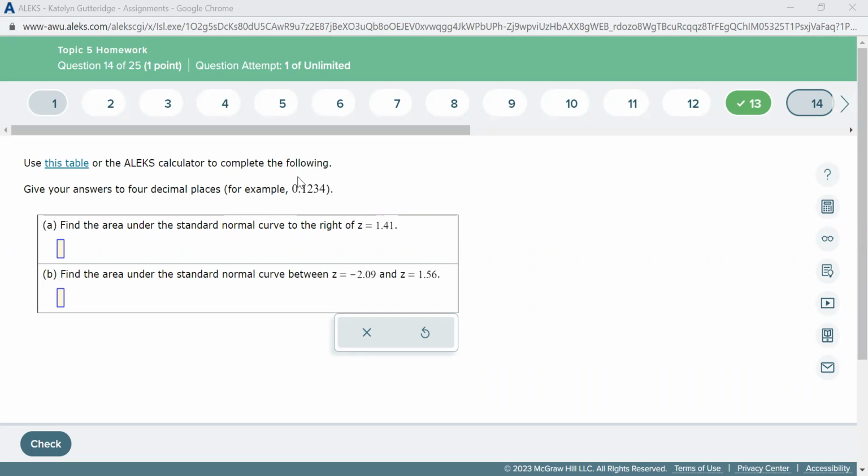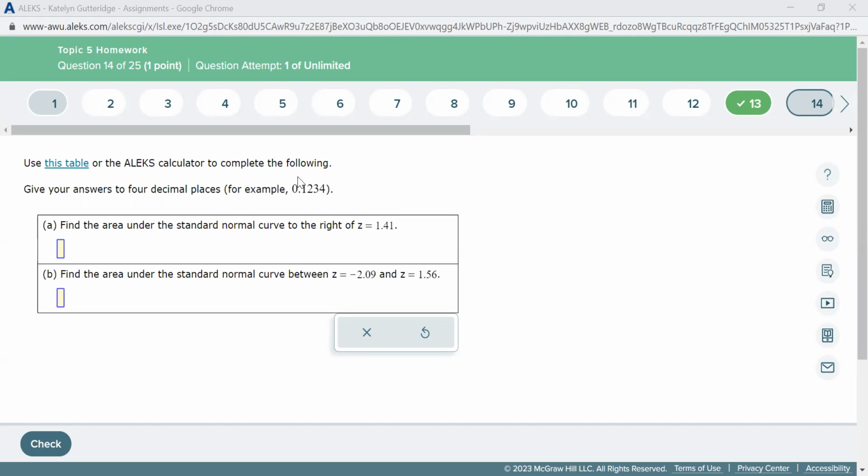All right, in this homework, we are going to be given various z values or boundaries between two z values, and we're going to be asked to find the area under the curve. Now that table gives us the areas under the curve, but remember that table only gives us the area to the left. So we can't always grab that number on the table and have that be that final answer. We have to manipulate it sometimes. All right, so let's go through some examples.